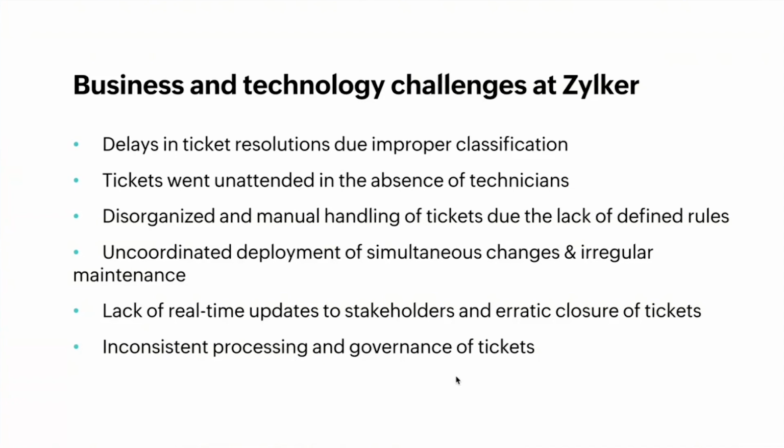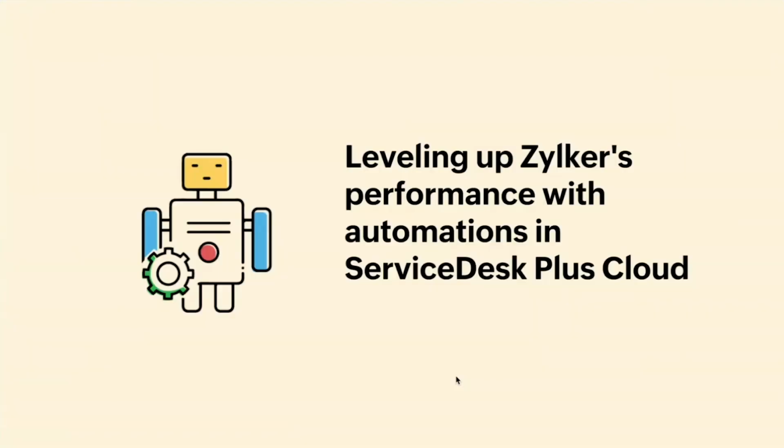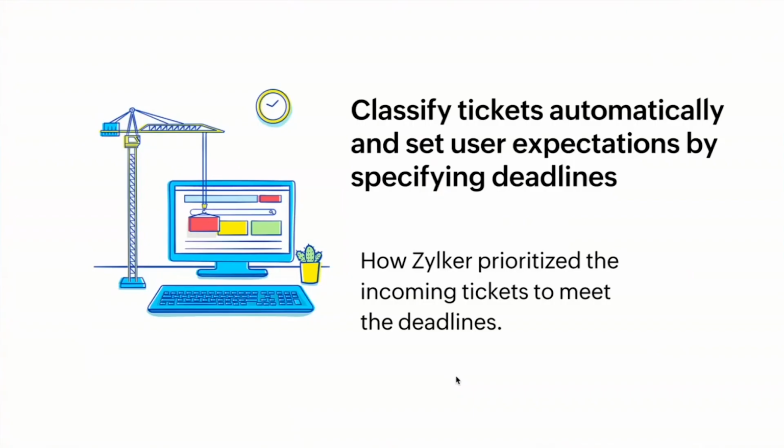So Zilker decided to level up the performance of the technicians and their business processes with the help of several automations which are capable in ServiceDesk Plus Cloud. So the first feature they came across, and the very first feature they wanted to implement, was to classify the tickets automatically and to set end user expectations by having specific deadlines for each and every single request, right? So Zilker decided to take a look at the trend of tickets coming in, and Zilker decided to automatically set the priority, right? So with that, let me navigate right into the product.